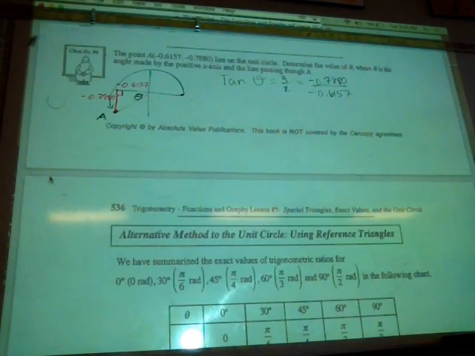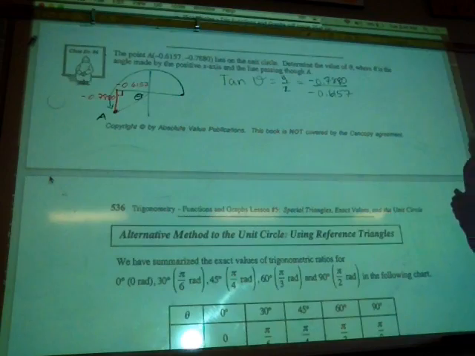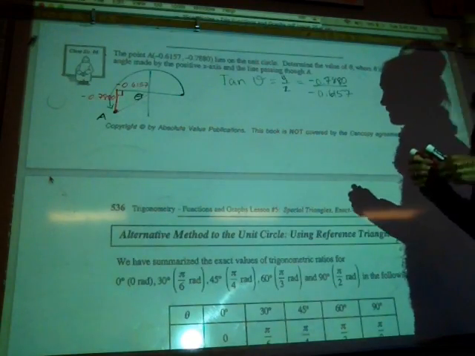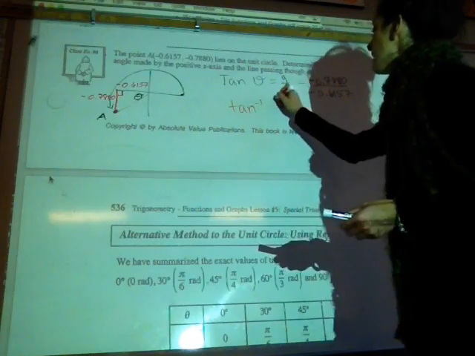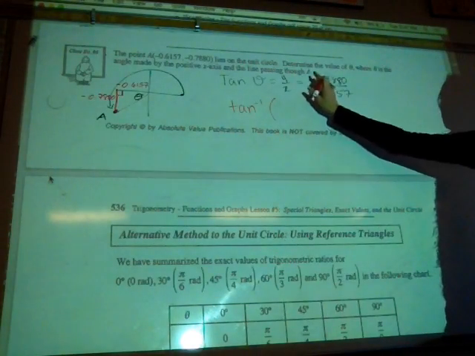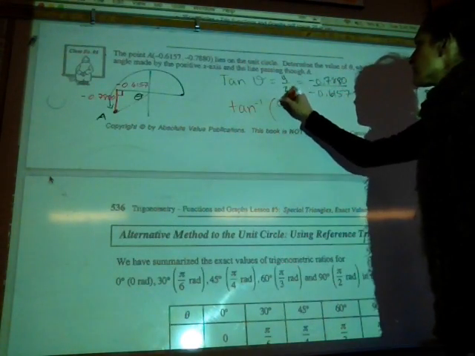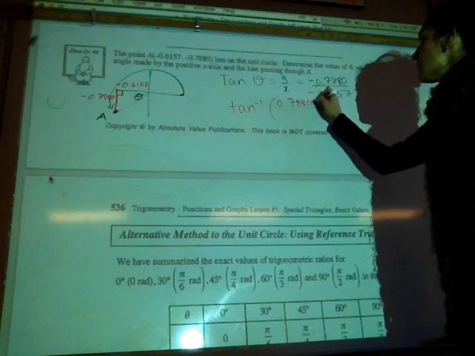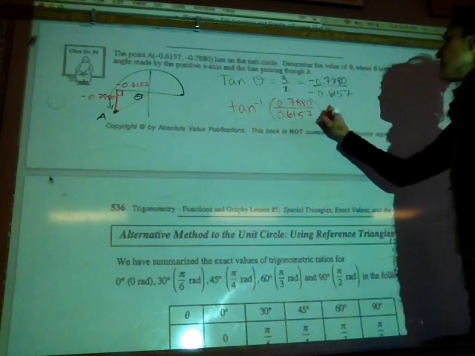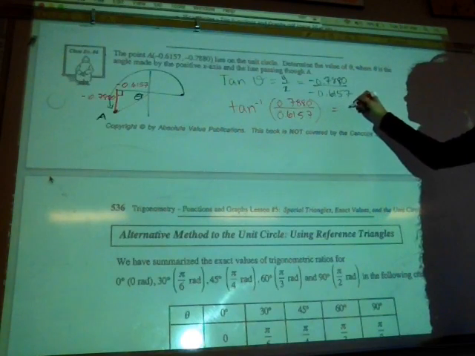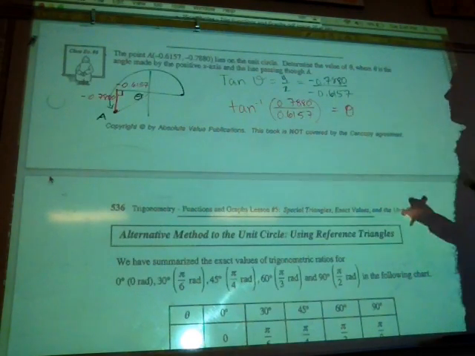So how do we calculate angles? What do I have to press on my calculator? Second tan. Good, so we're going to go second tan. And don't worry about the negatives. We're just going to put 0.7880 divided by 0.6157. That's going to give you the reference angle.